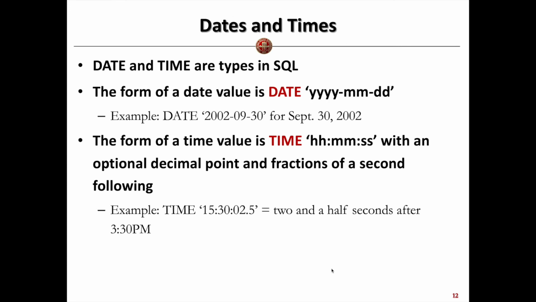Besides the very simple and basic data types, we can also have some more complicated data types we can use in declaring the tables and the relations in SQL. So in this page, we want to show two other data types we can use. The first one is called date. The second one is called time. So the date and the time, they are both types in SQL.